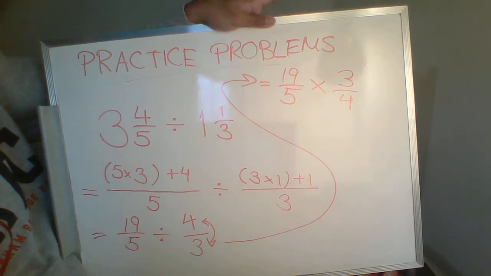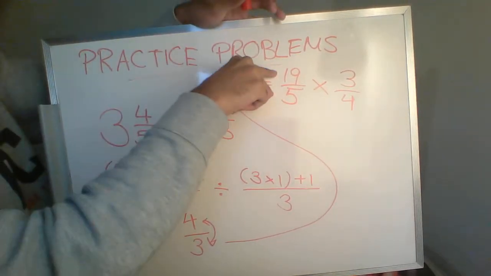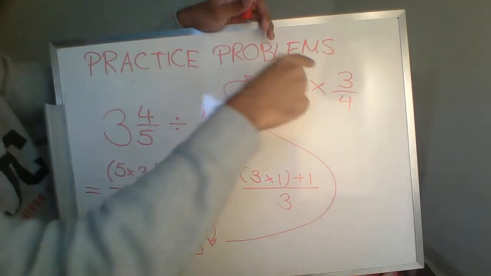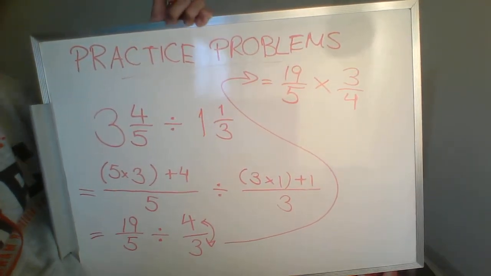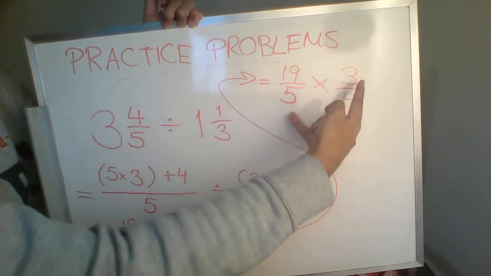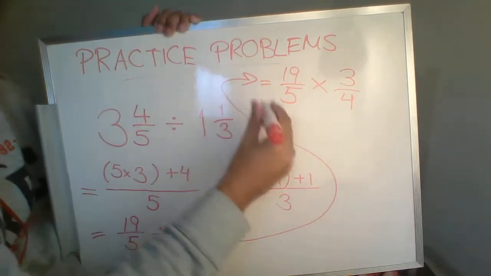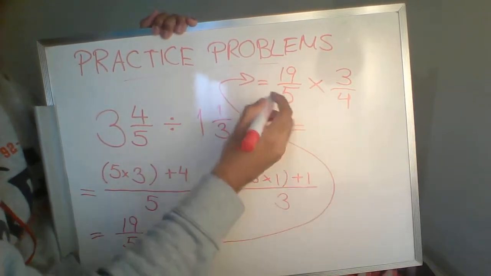Alright, so now we can check to see if there's anything we can reduce. We can't reduce this first one. 19 is prime and 5 is prime. And we can't reduce that second one. 3 is not divisible by any of the same stuff that 4 is. So we can't reduce anything there. We can't reduce 19 and 4. We can't reduce 3 and 5. So unfortunately, we're just going to have to grind out this multiplication on top and on the bottom. So let's do that.